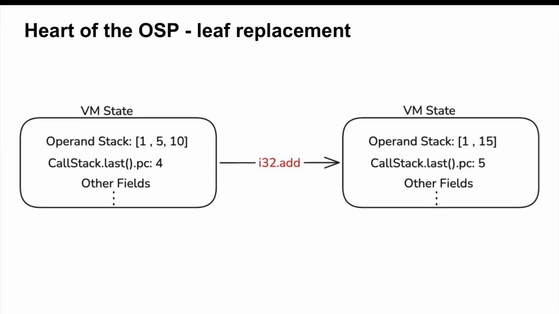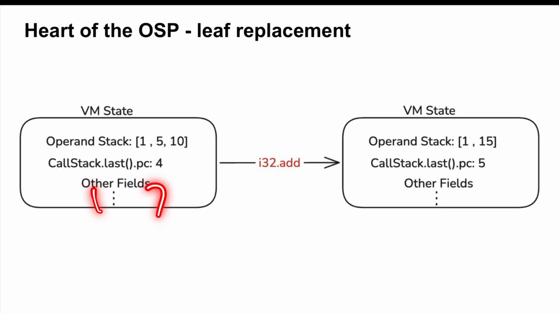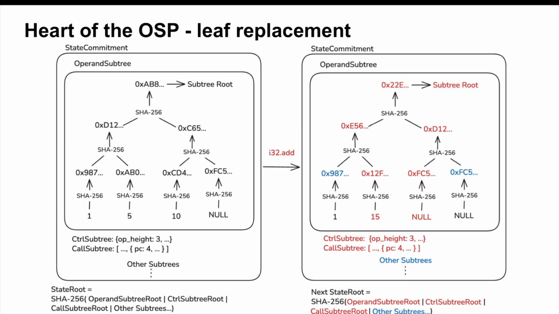So the heart of the one step prover is the leaf replacement. Basically, if we had the pure VM virtual machine state, we would have the operand state 1, 5, 10. When we executed the one instruction, which is an addition instruction, we would have 1, 15, and we would have to increment the program counter by 1. And if necessary, the other changes. But what does this mean, like leaf replacement?